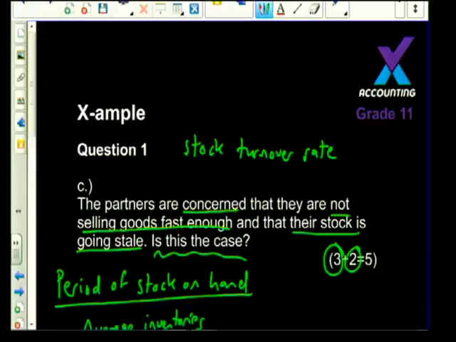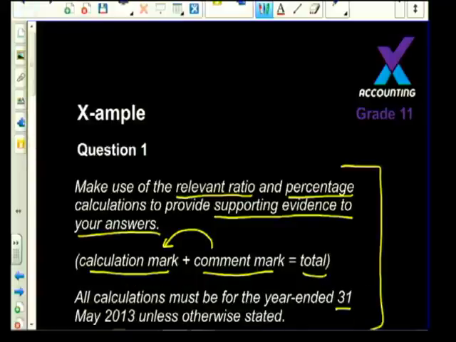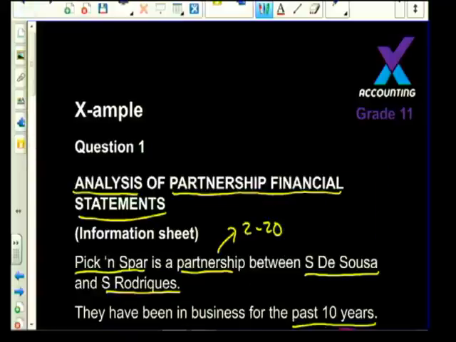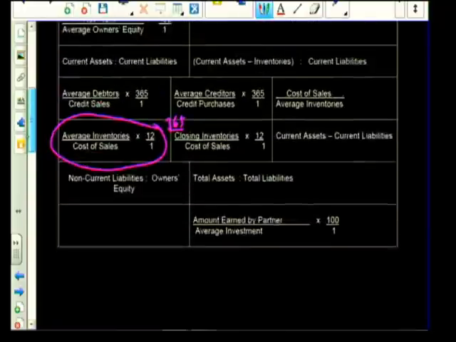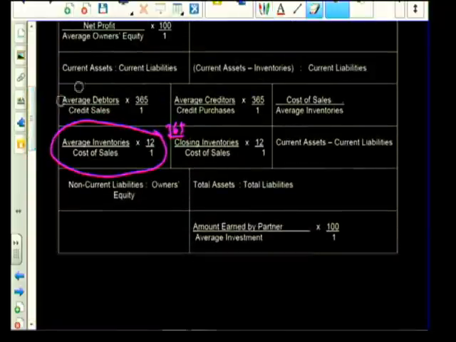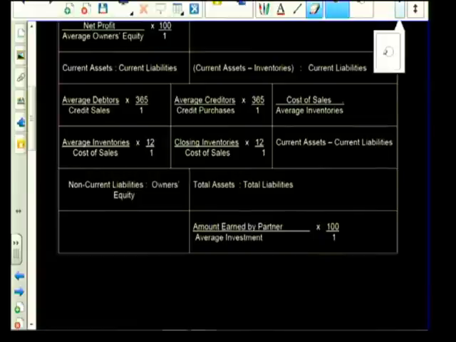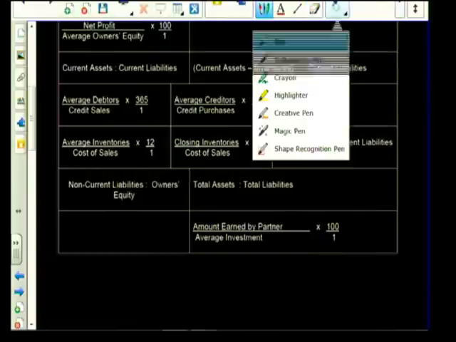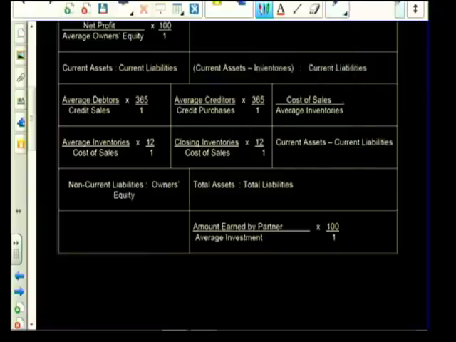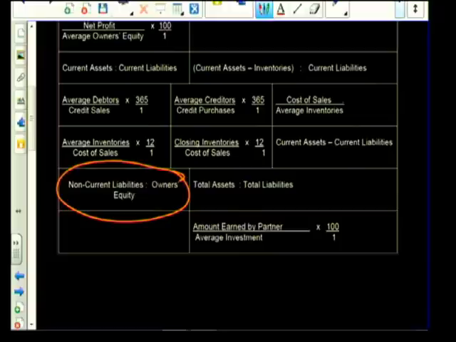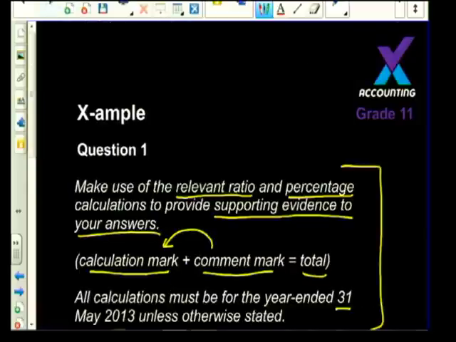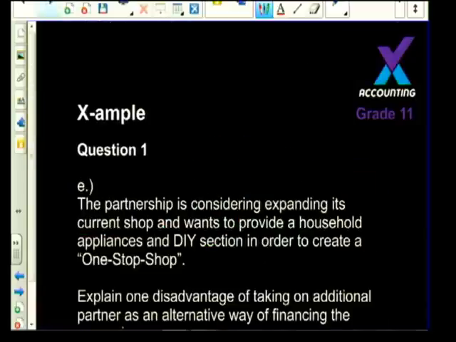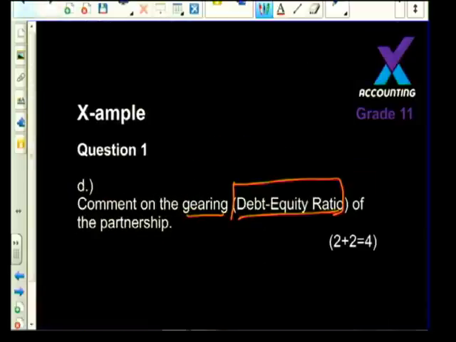If we go back to our formula sheet, you should remember that the debt-equity ratio is the ratio that relates our non-current liabilities to our owner's equity. So that is going to be this ratio over here, non-current liabilities as a ratio to owner's equity. So let's put that as the answer to our question, or sorry, as the first formula to our question.